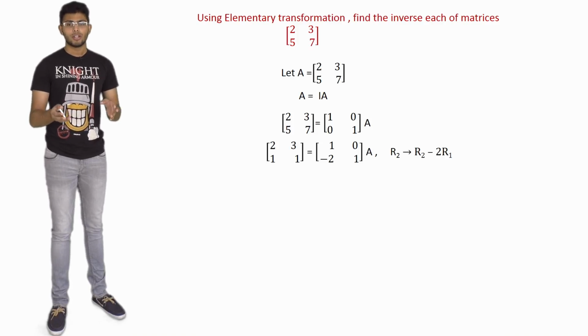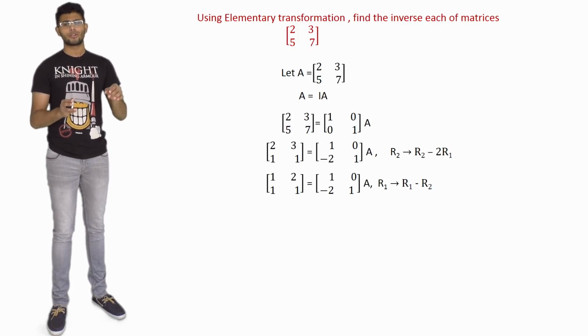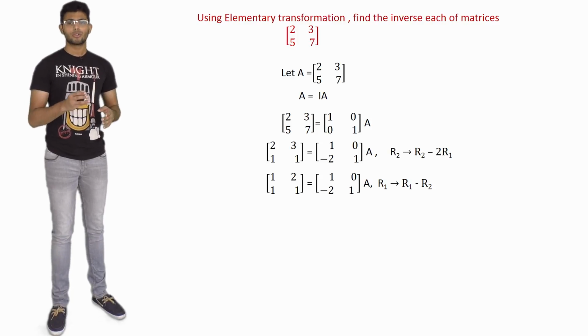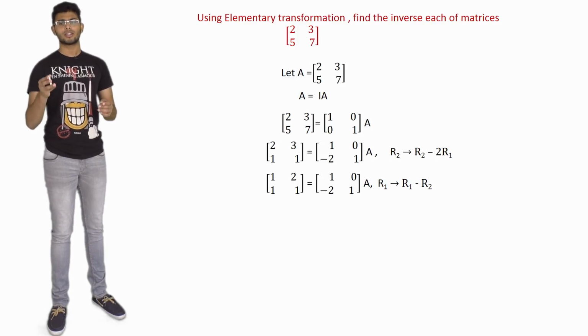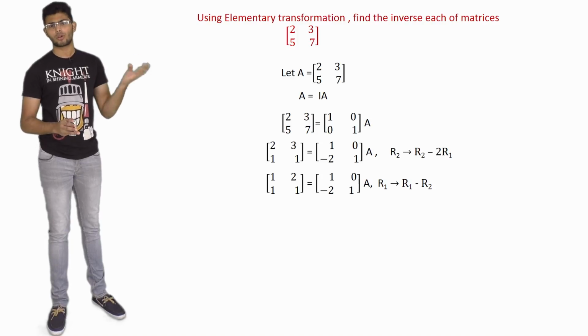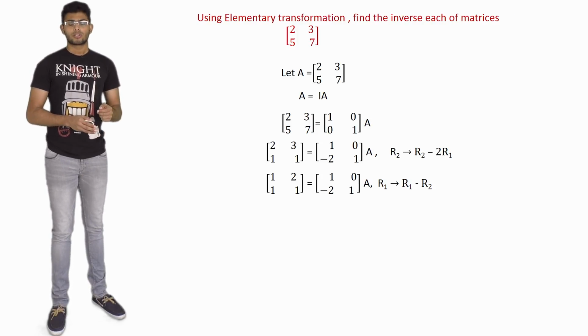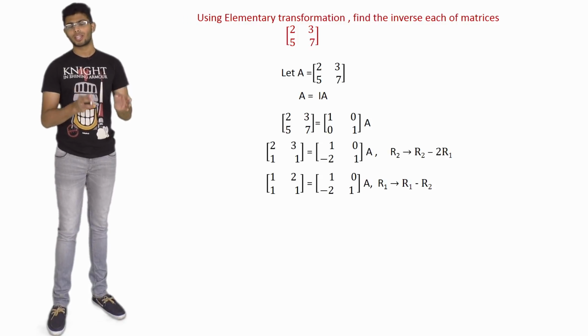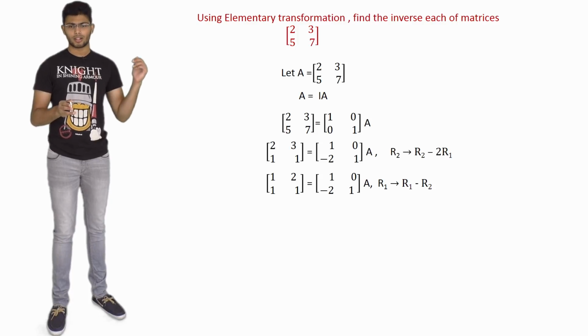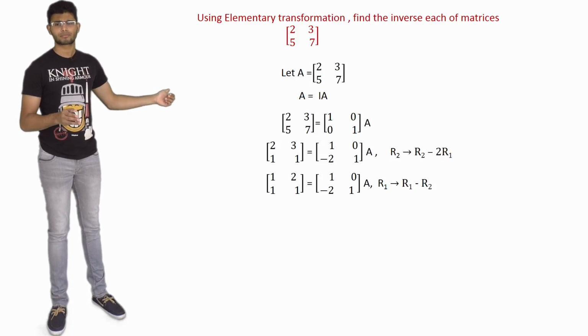Okay, so since we've done that, what we're going to do now is try and make your first element into a 1. So to do that, we're going to do R1 is equal to R1 minus R2. So once you've done that, you're going to have 1 and 2 in the first row and 1 and 1 in the second row. So remember, while you're doing all these operations, you apply the operations to both the LHS and to your RHS. So once you've done this, you're going to get this equation over here.